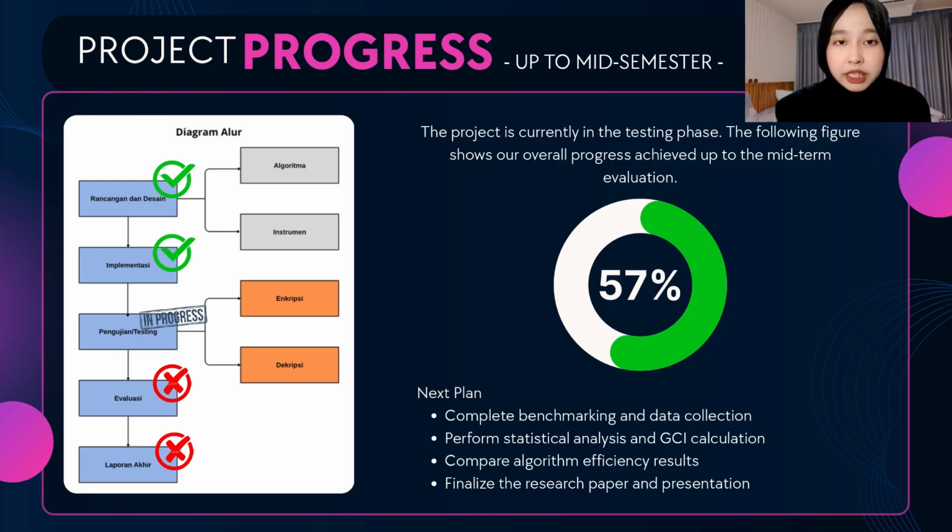The project is currently in the testing and benchmarking phase, where encryption benchmarking has been completed and decryption benchmarking remains ongoing. Going forward, the team plans to complete the full benchmarking cycles, perform statistical analysis and GCI computations, conduct a comparative efficiency analysis, and finalize the research paper and project report. With the benchmarking infrastructure fully in place, the team is confident in delivering all remaining outcomes within the designated timeframe. Next slide will be explained by Muhammad Syauki.